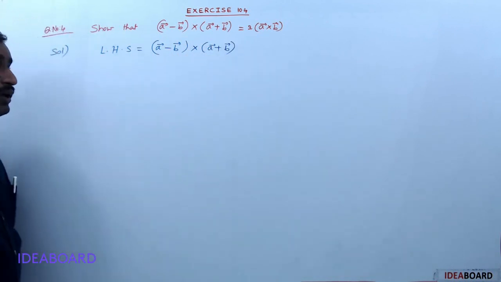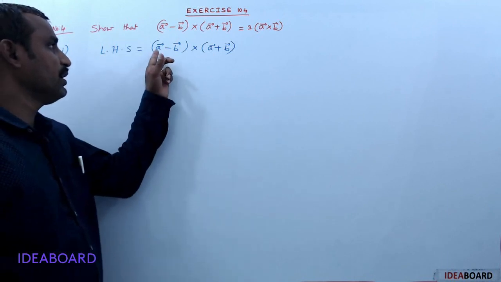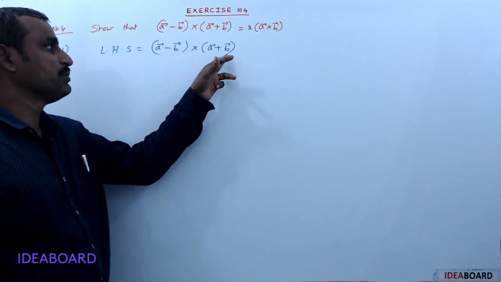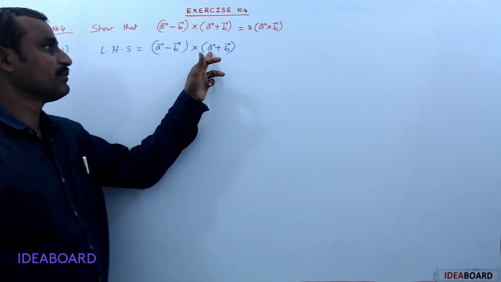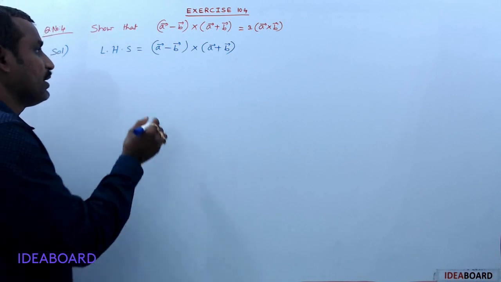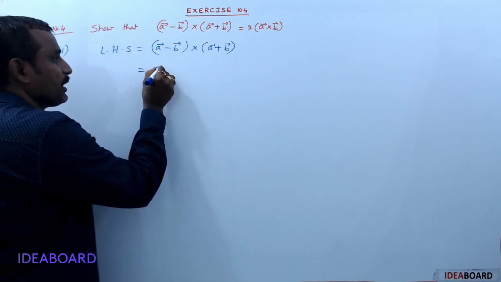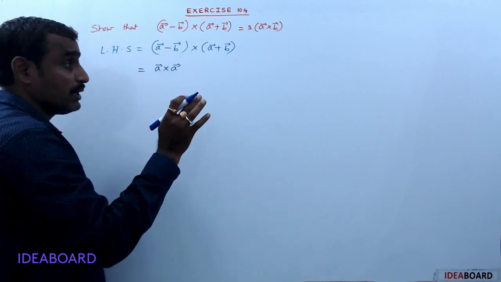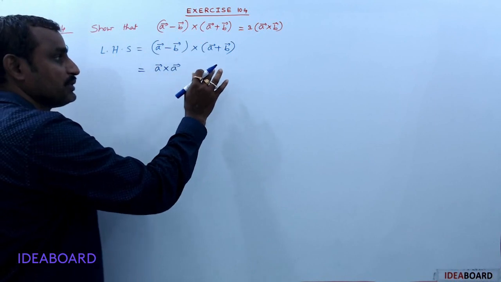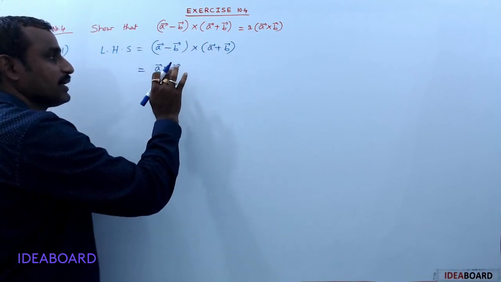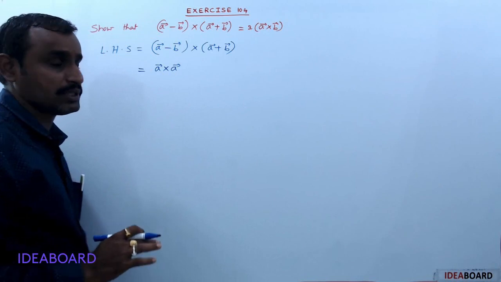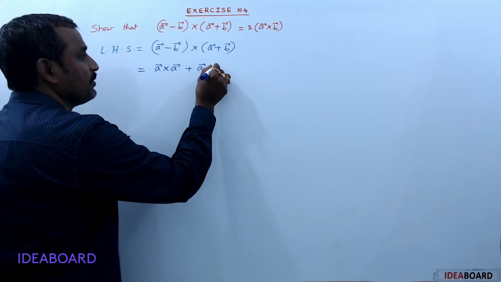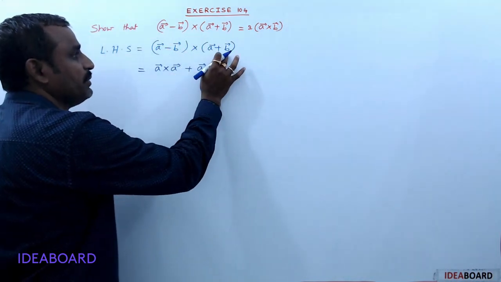Now here, how to do the product: the first vector a bar cross product with (a bar plus b bar), and the second vector minus b bar cross product with (a bar plus b bar). Order is most important. First bracket vectors you write first, second bracket vectors you write second. Between them the cross product is compulsory. So plus a bar cross b bar.